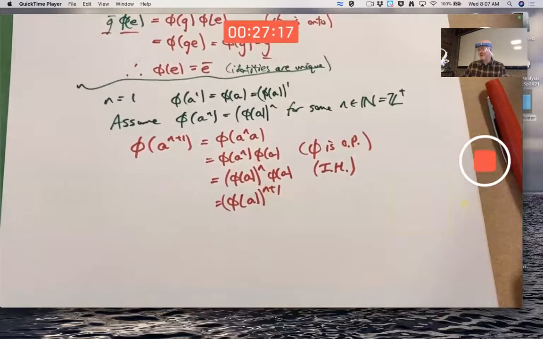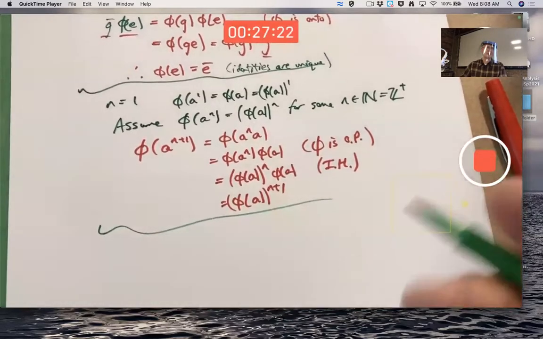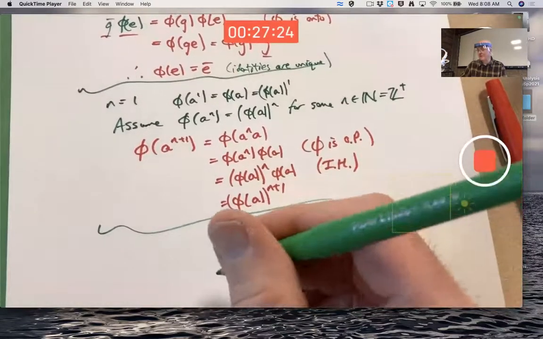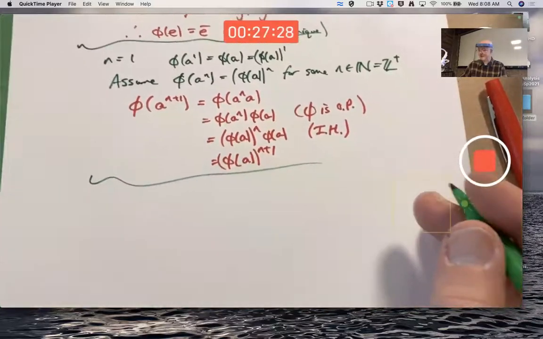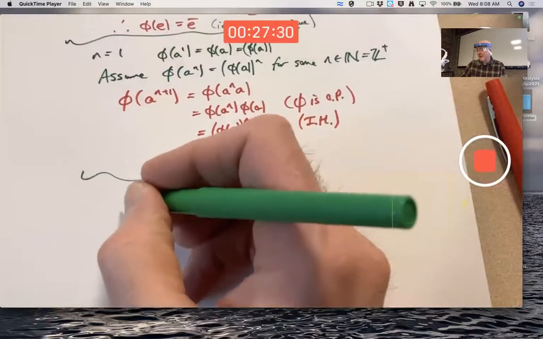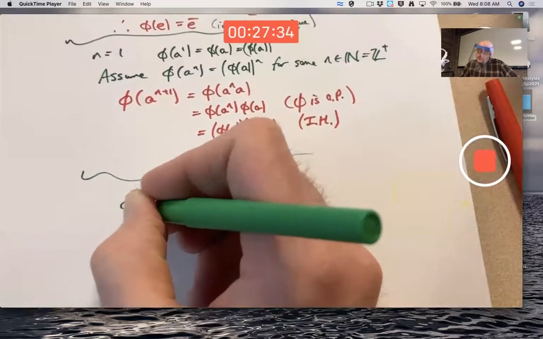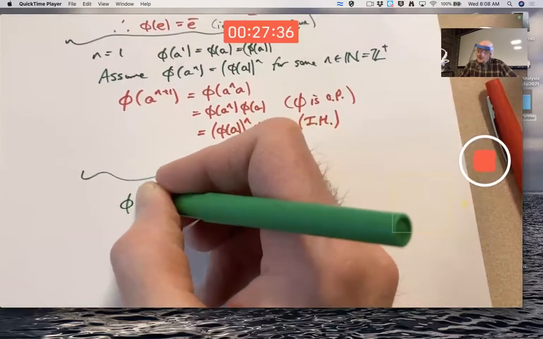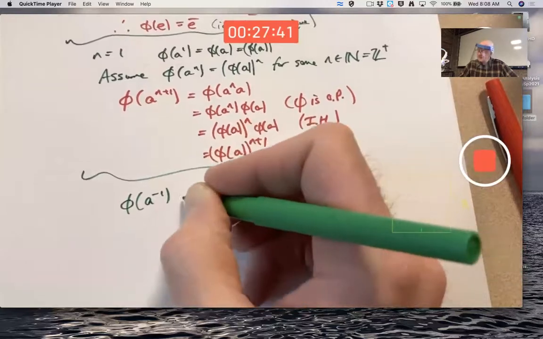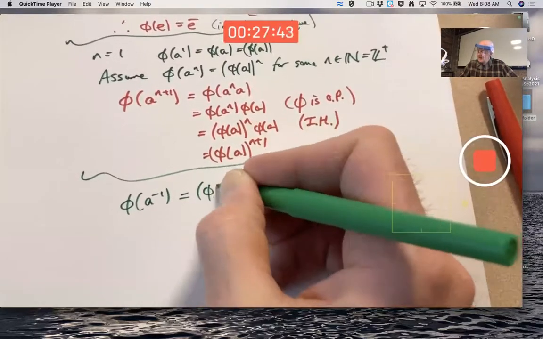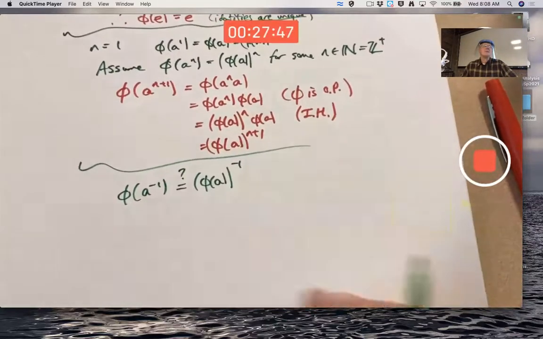So that proves it for positive integers n. Then I go ahead and think about it when n is -1. It's also true when n is -2, -3. It's also true when n is 0, because by definition, raising something to the 0 power gives you the identity. Why is it true when n equals -1? I want to show phi of a inverse equals phi of a, inverse. I'll put a question mark there.